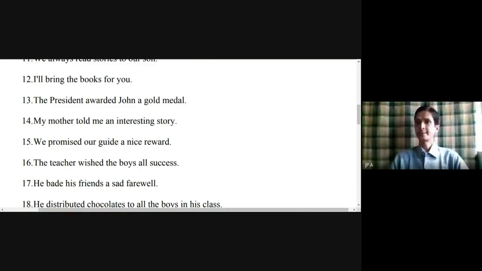What is the indirect object? Told to whom? ആരോട് പറഞ്ഞു കൊടുത്തു? ആർക്ക് പറഞ്ഞു കൊടുത്തു? അതാണ് indirect object. Me is the, very good, very good. Me is the indirect object. Very good.